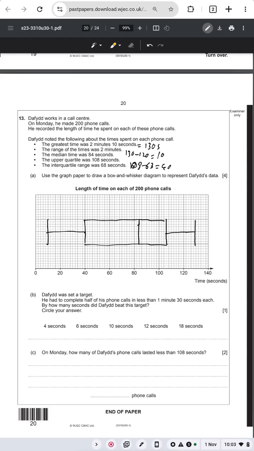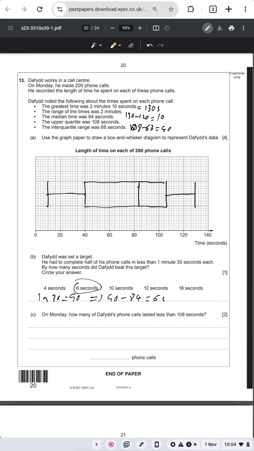David sets a target. He has to complete half his phone calls in less than 1 minute 30. By how many seconds did David beat his target? Well, he did half of them, so the median was 84. So the difference from 1 min 30, which is equal to 90 seconds, gives 90 minus 84, which is 6. So we got 6 seconds.